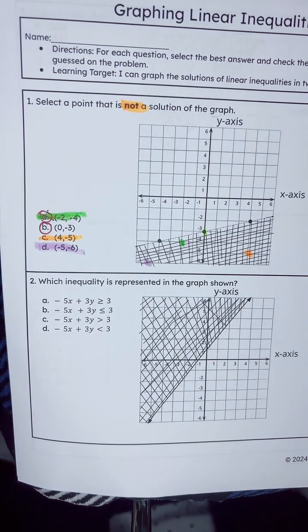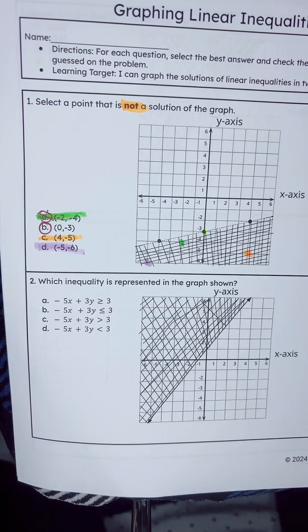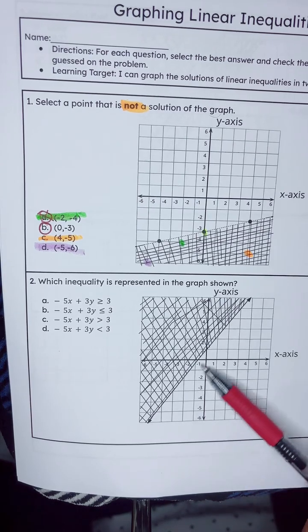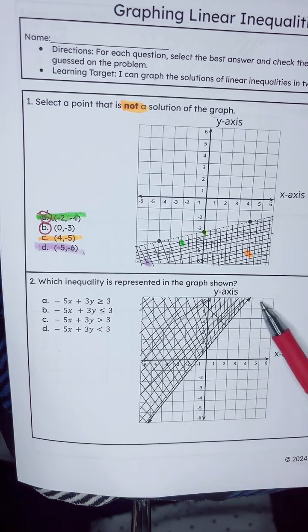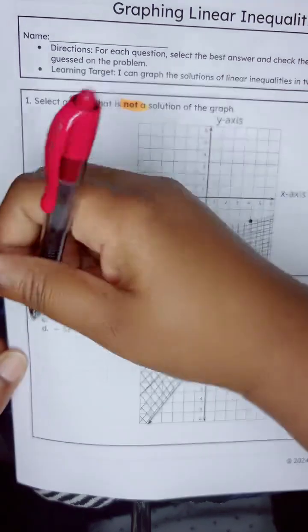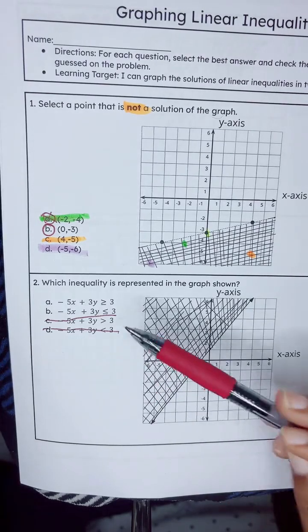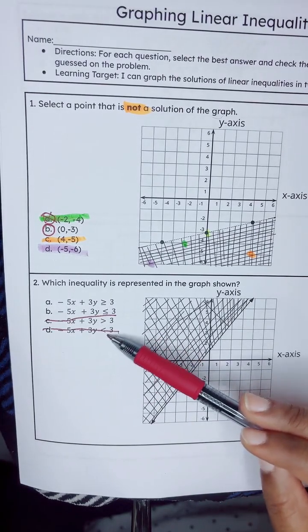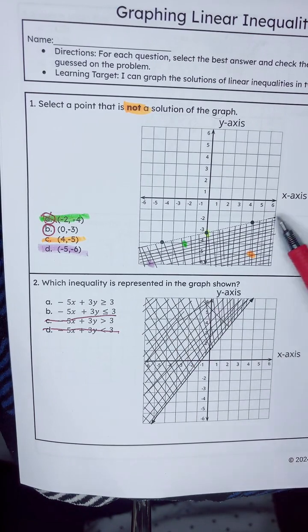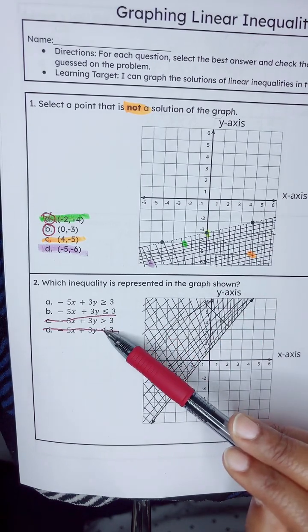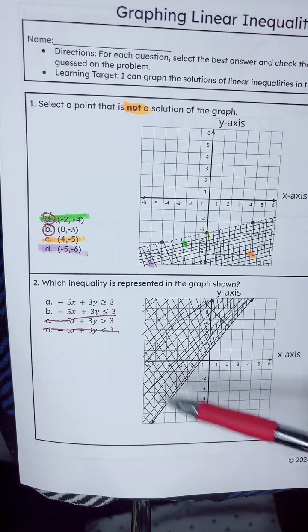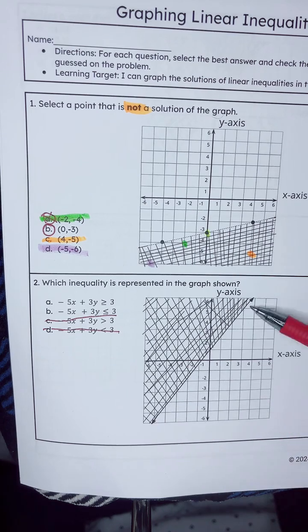Now, the first thing that I always tell my students, pay attention to the line. Here we have a solid line. And since we have a solid line, we know C and D are out. C and D are out because they don't have that equal to. If you have a dotted line, they have to have just greater than or less than without the equal to. So as soon as you see this solid line, it's either going to be A or B.